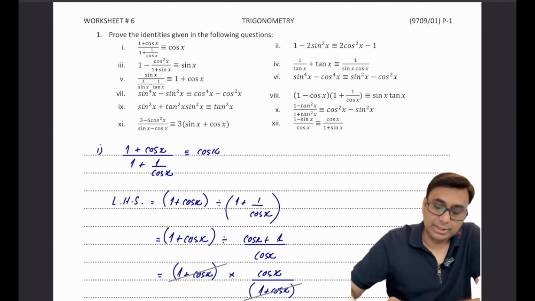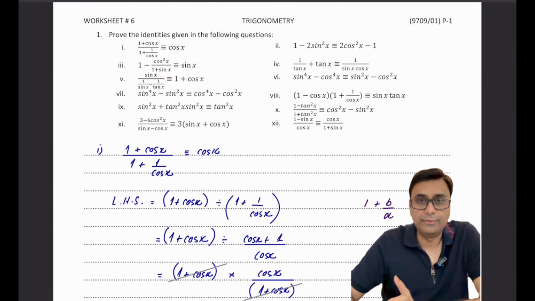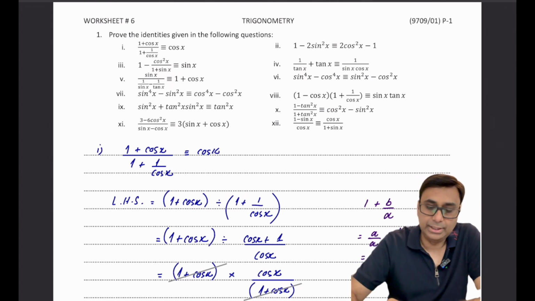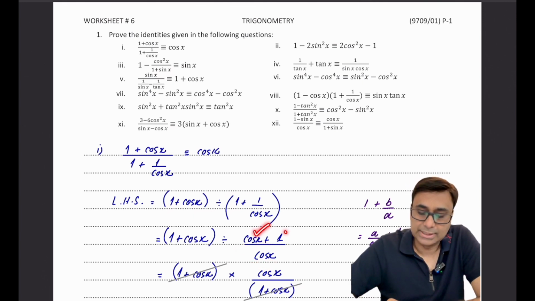This simplification is very much like a basic algebraic simplification that you used to do earlier, like if you have to simplify 1 plus b upon a, you can also write it down as a upon a plus b upon a, and then a plus b upon a. So this is basically that kind of algebraic simplification. We're just doing it in terms of cos x. So this becomes cos x plus 1 divided by cos x.